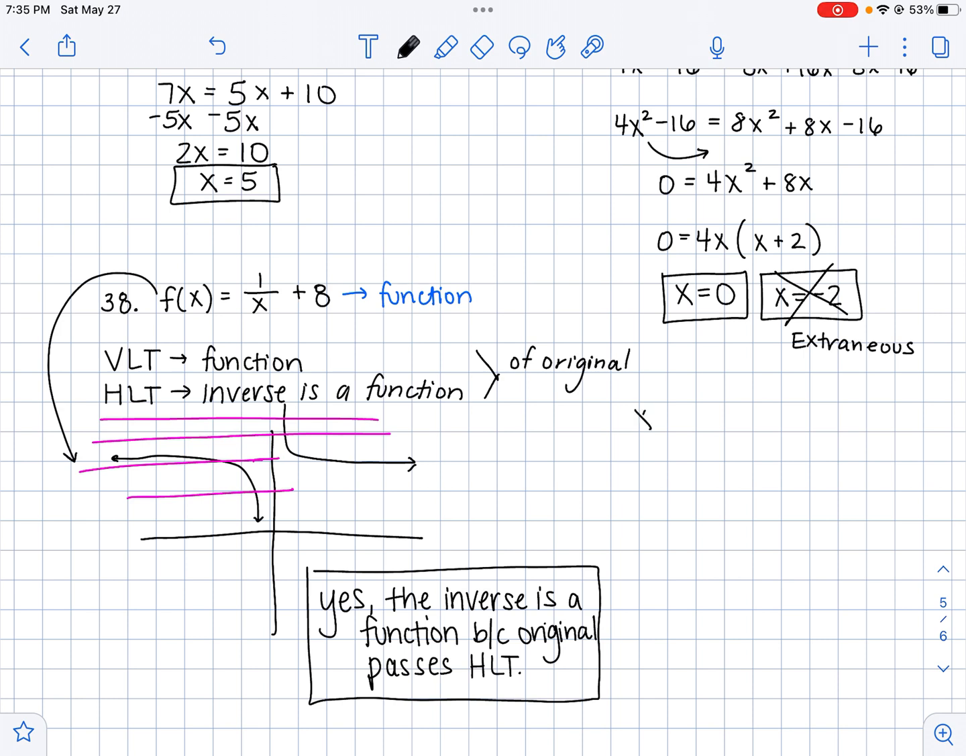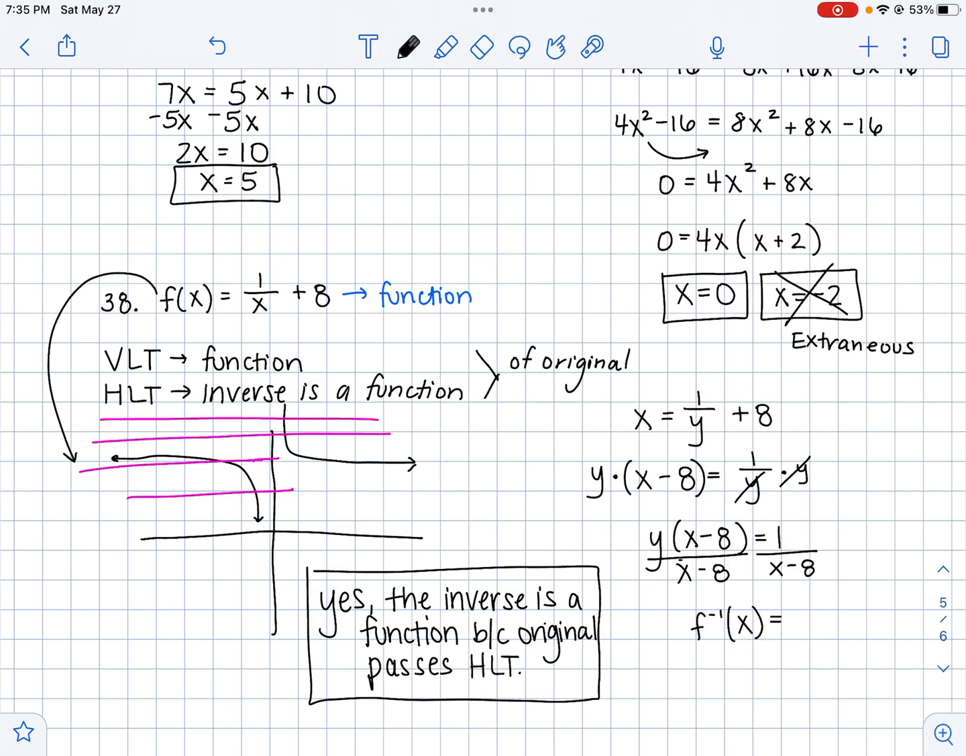And then it also asks you to find the inverse. And remember, that's when we switch the x and y. So I'm going to go x is equal to 1 over y plus 8. So I need to move the 8 to the other side. So x minus 8 is equal to 1 over y. I'm going to multiply both sides by y to get it out of the denominator. So I get y times x minus 8 is equal to 1. Divide by x minus 8. So the f inverse of x is equal to 1 over x minus 8.